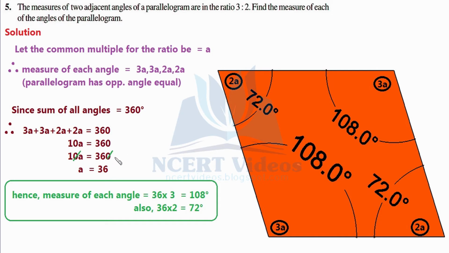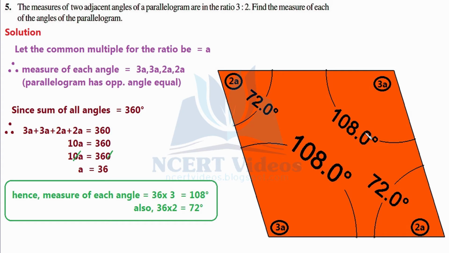We rewrote it because we are going to cancel. So 10 gets cancelled with 10. a is separated, and its value came as 36. And we have assumed a for that common multiple. With this, we are in a position to find the exact numerical value of those angles. Therefore we wrote, hence the measure of each angle will be equal to 36 multiplied with this ratio 3. That is, you can also see here 3 into a, that is 36 into 3. 6 into 3 is 18, 1 is carry. 3 into 3 is 9 plus 1 is 10, so 108 degrees.